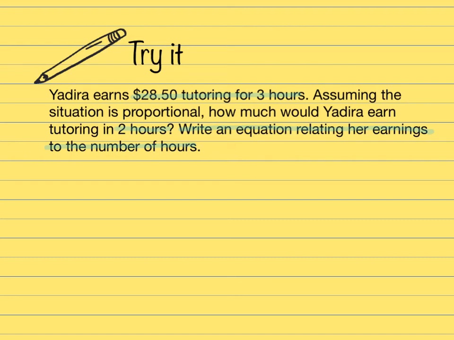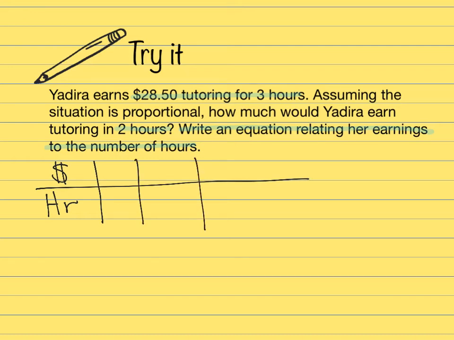The first thing we want to do is set up that ratio table. And we're comparing how much money Yadira makes to the number of hours that she works. Next, we can fill in the numbers that we are given. $28.50 in 3 hours. To find that unit rate, we want to know how much she makes in 1 hour. We can do that by dividing.